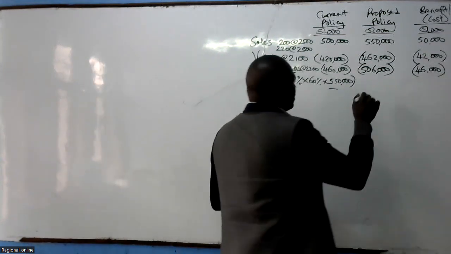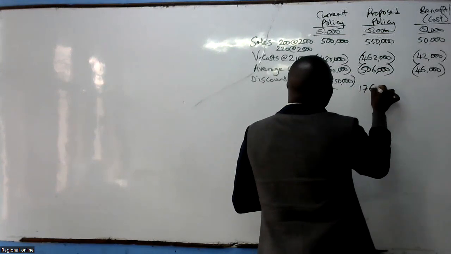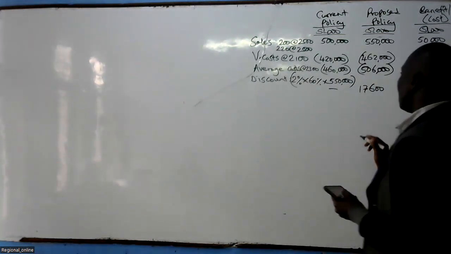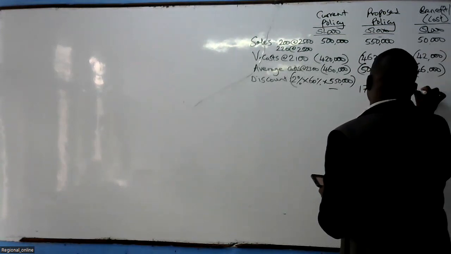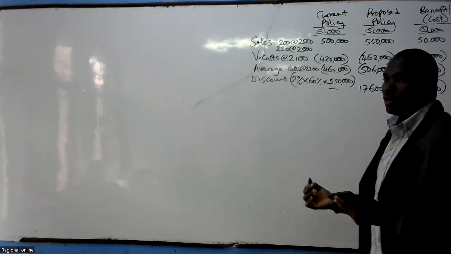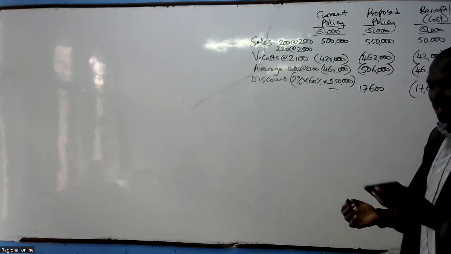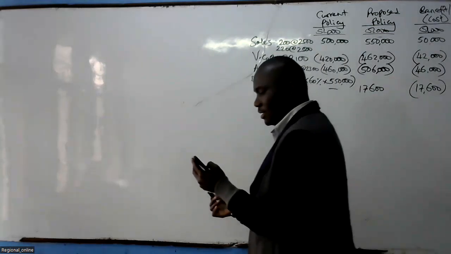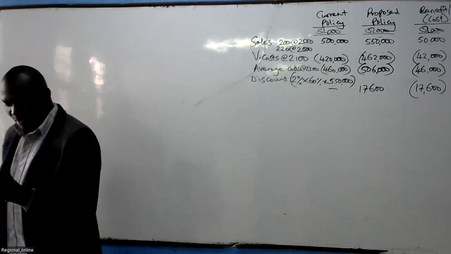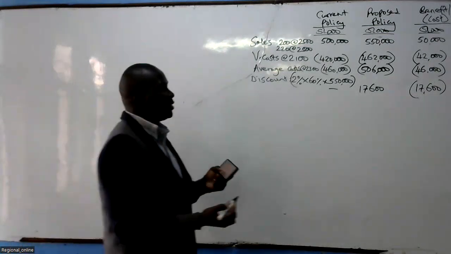How much? 17,600. Right? So it's a cost of 17,600. Good or bad? The cost going up. Is there any other bad debts? So you only need the opportunity cost.